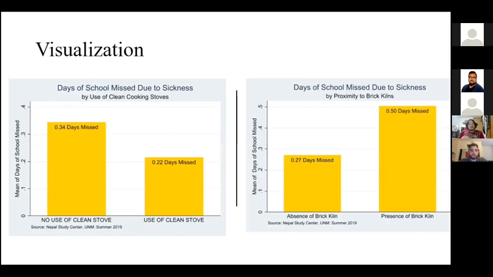And here we have the visualization of our data, in which we can see that use of a clean stove over no use of a clean stove decreases school days missed by 0.12. And furthermore, we can see that absence of a brick kiln versus presence of a brick kiln decreases school days missed by about 0.23.